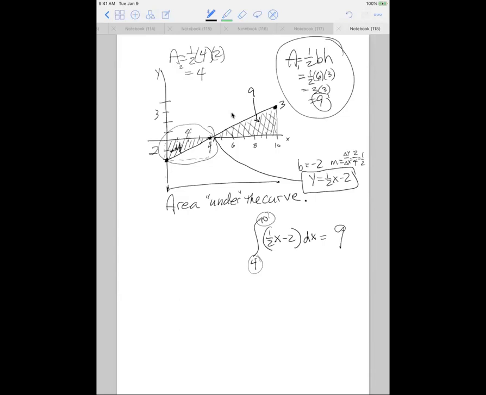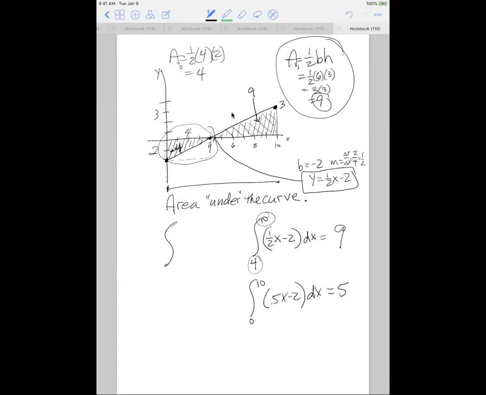And what should we get? We got 9 minus 4. The answer should be 5. You see that? We've got that. So I put this in here, and I got 5. All right?